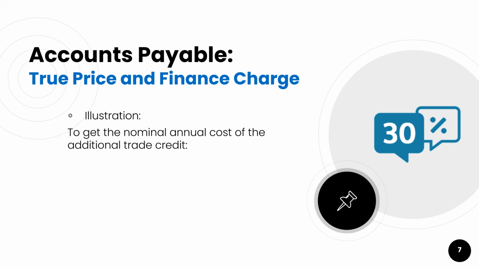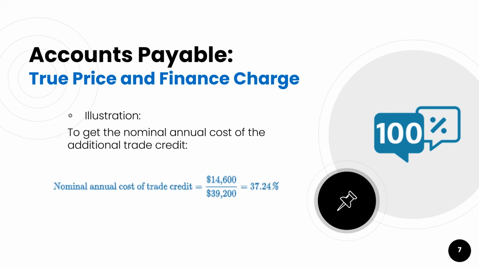To get the nominal annual cost of additional trade credit, we divide $14,600 by $39,200. This gives us 37.24%. This means that if PCC Inc. lets go of the discount and uses credit for 30 days, we are at a 37.24% nominal annual cost of trade credit. If PCC Inc. can borrow from its bank or some other source for less than 37.24%, it should take the discount and use only 10 days of trade credit instead.